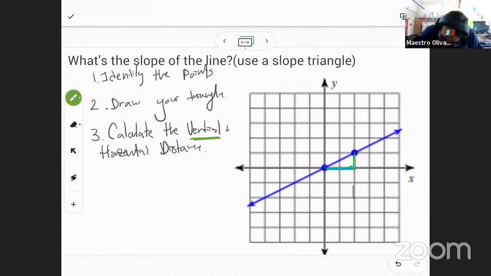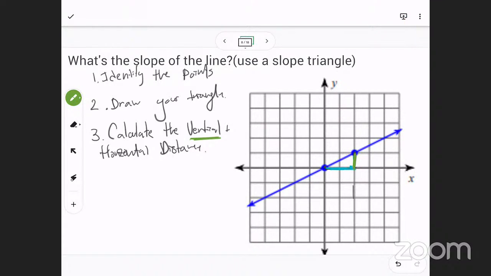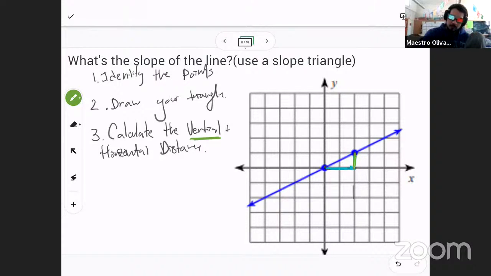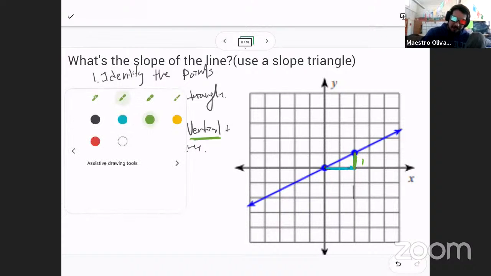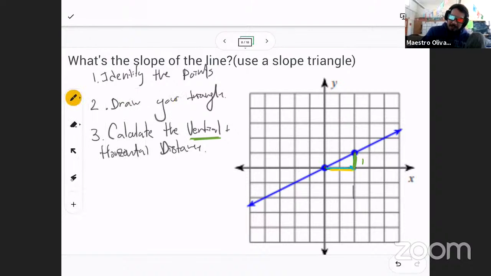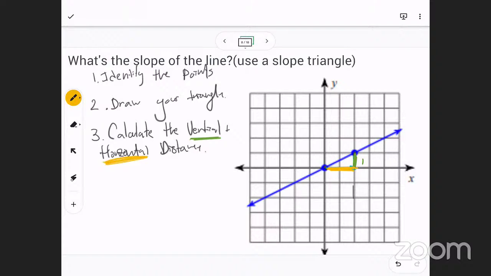So that's my vertical. How much does it measure? ¿Cuánto mide? 2? Homie, it's the vertical. Oh, 1. Yes. All right, Ricky, since you're on fire right now, what's my horizontal distance? 2. Thank you.